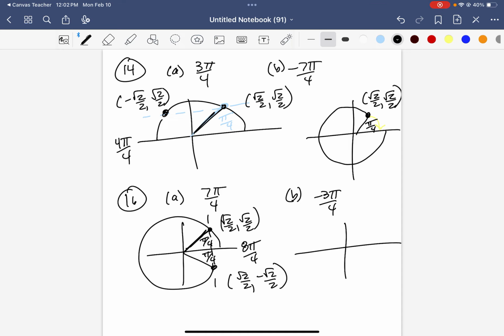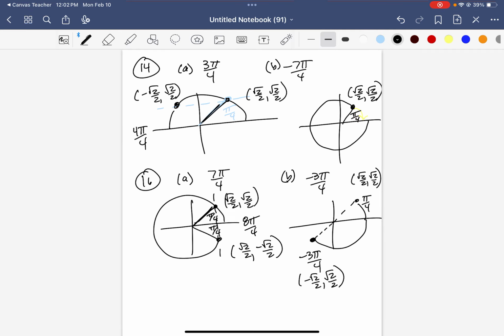Over here, negative 3 pi over 4. So if I go over here and stop, negative 3 pi over 4 is going to have a very similar x and y to our old buddy pi over 4, yes? It's going to have pi over 4 as its x and y coordinate. So over here, they're just both going to be negative. So the x coordinate is negative square root of 2 over 2 and the y is negative square root of 2 over 2.